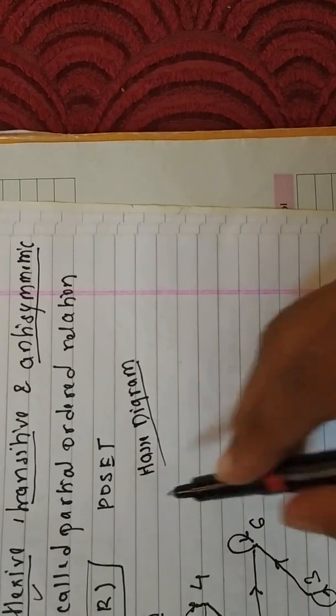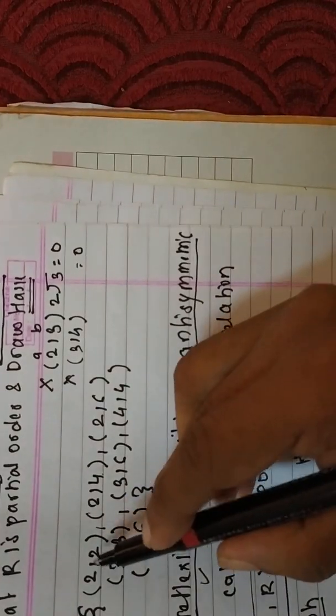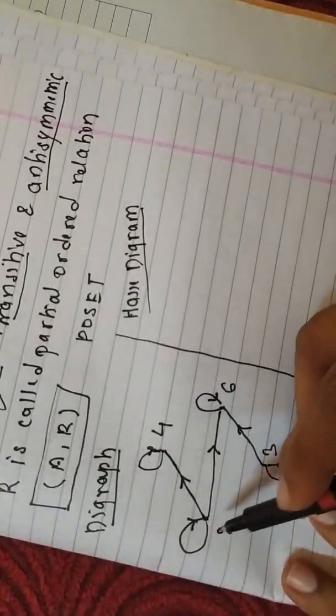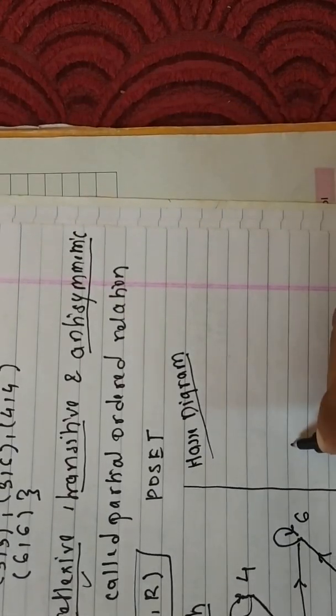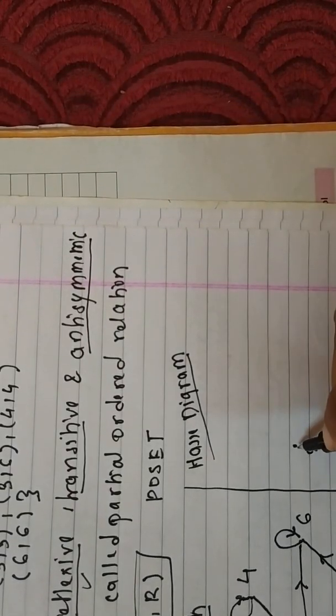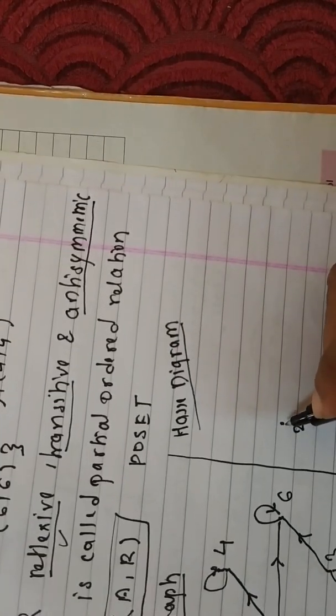So what is the first element present here? That is 2. In a digraph, how do we represent it? By giving a loop on 2. But if you want to draw a Hasse diagram, then if this is 2, there is no need to give a loop. So just mention 2 like this.